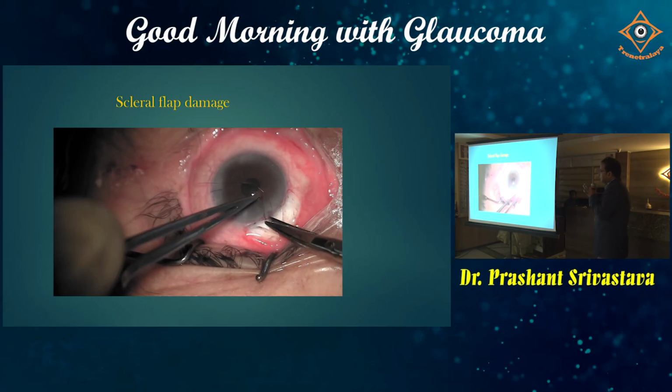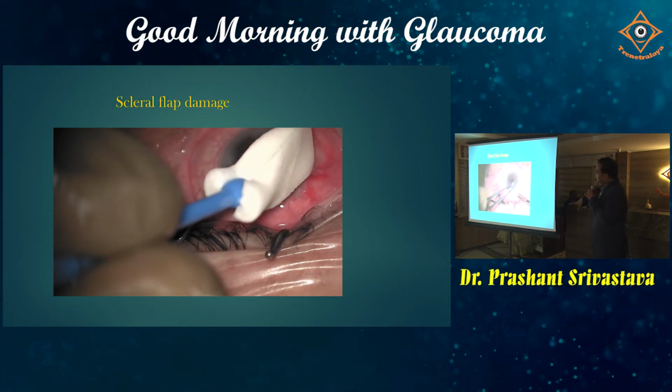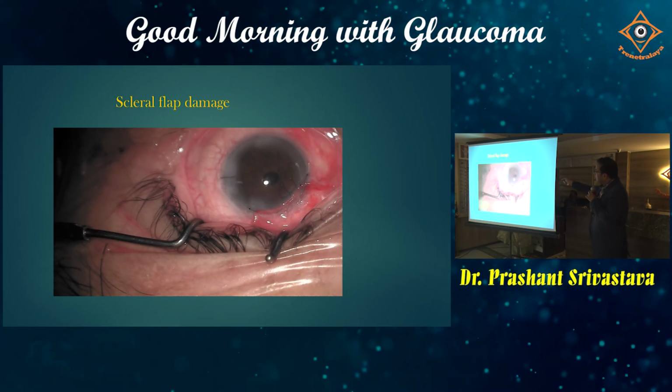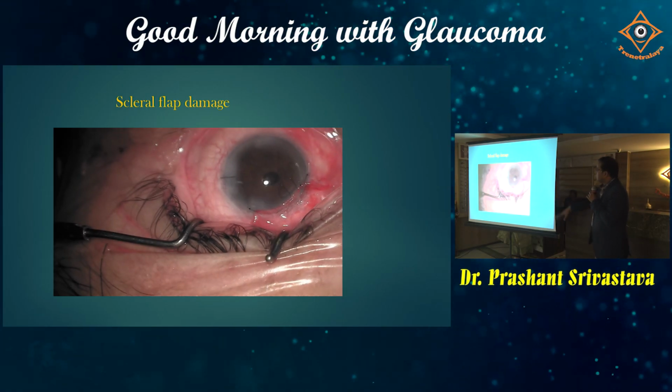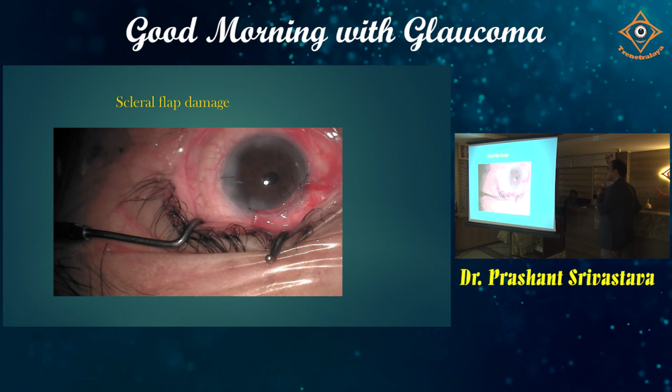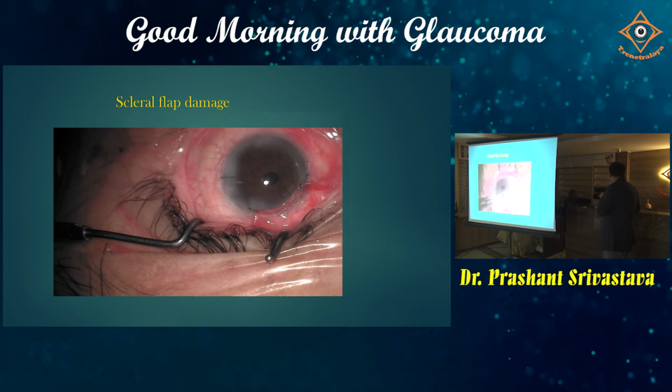If it was large, then we have to close this with a patch graft and choose another site. If we had not created a stoma, then we would probably have shifted to some other place. This is how scleral flap damage is managed.